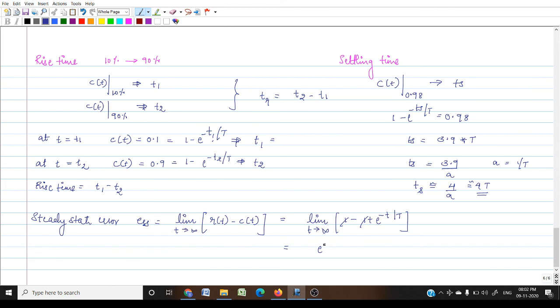As t tends to infinity, e to the power minus infinity is almost equal to 0, because it is 1 by e to the power infinity. So e to the power infinity will be equal to infinity. So 1 by infinity will be equal to 0. I'll write it again here so that it is easier to understand. This is e to the power minus infinity, which is 1 divided by e to the power infinity. So this is nothing but 1 by infinity, and 1 by infinity is always equal to 0.